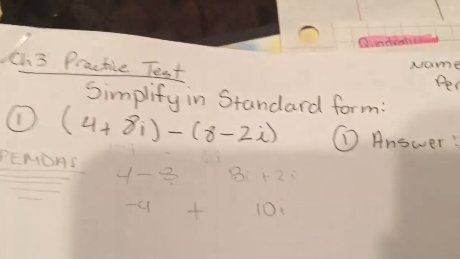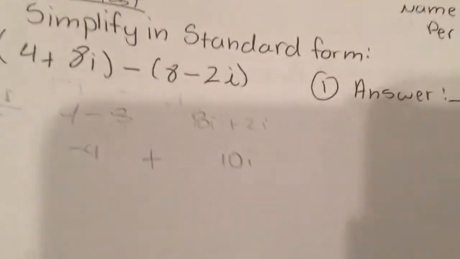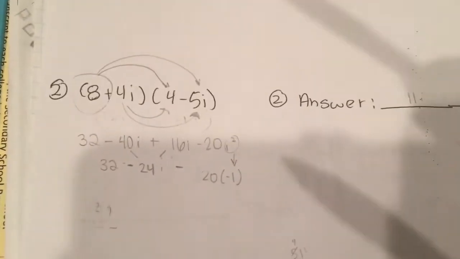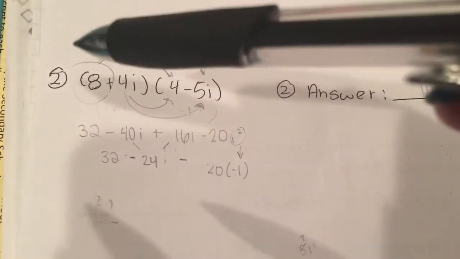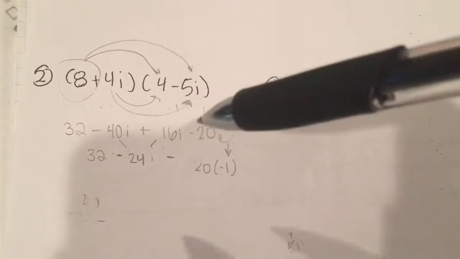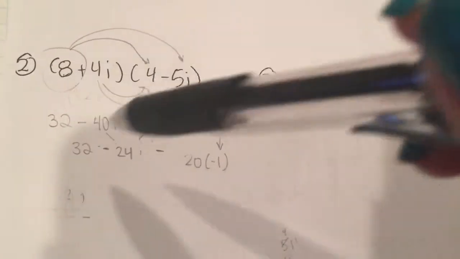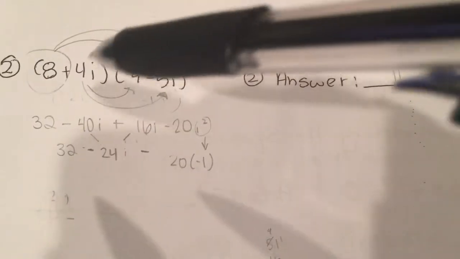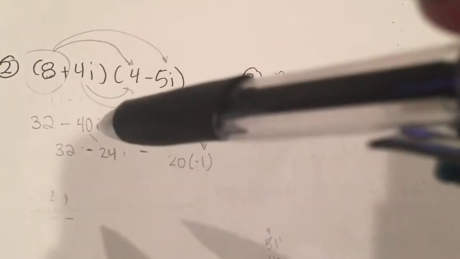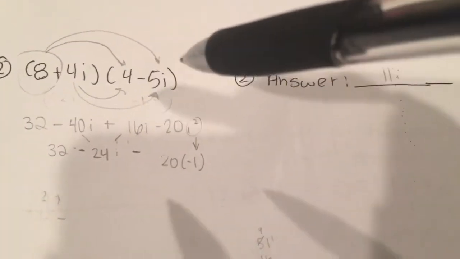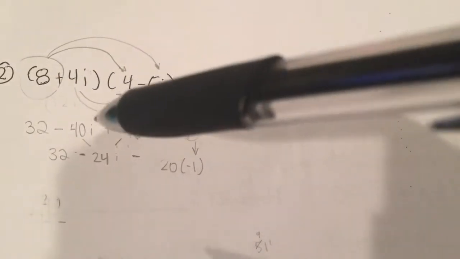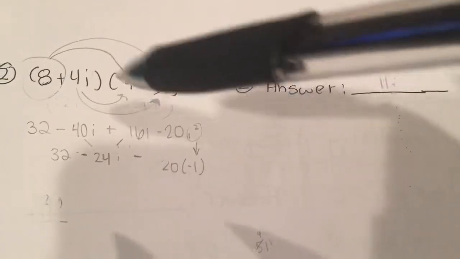That example is called simplifying in standard form. The next one is kind of similar, but you're basically doing the same thing. So right here you have 8, and over here you have 4. So you multiply that, and you end up getting 32, and then you multiply that, and you end up getting 40i, because the i right here goes to that.